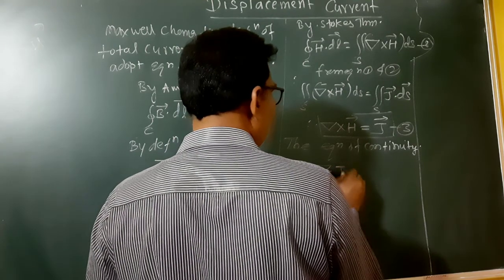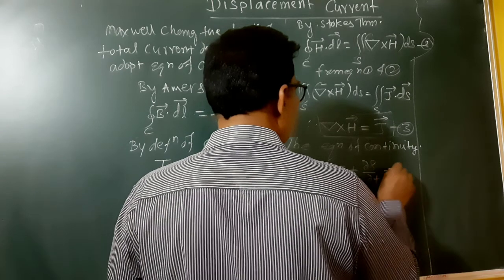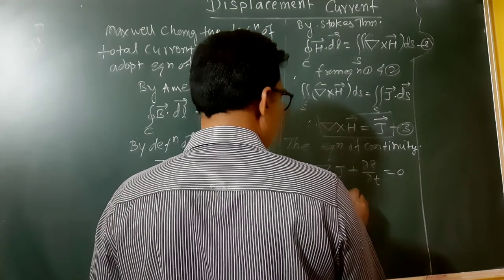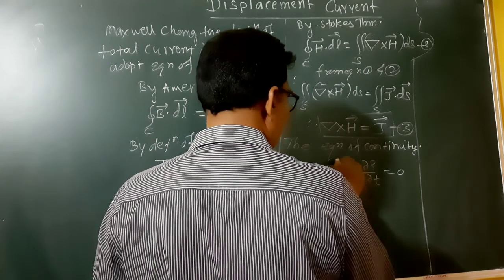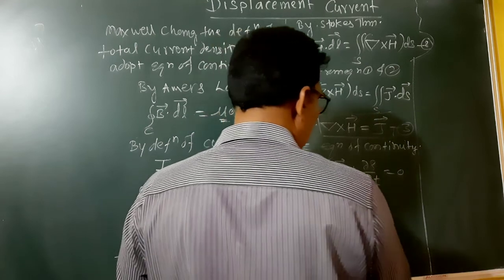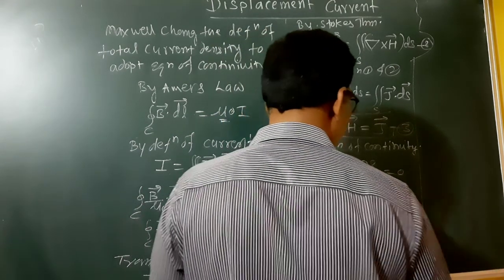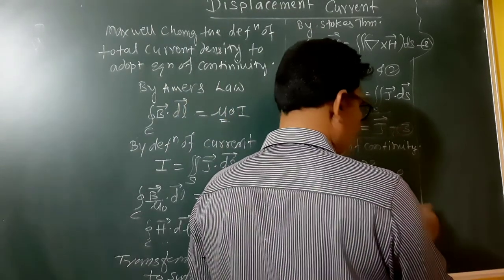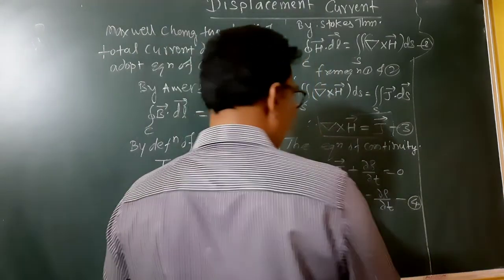Divergence of J bar plus dou rho by dou t is equal to 0. That means divergence of J bar is equal to minus dou rho by dou t. Now this is equation number 4. Now put equation 3 and 4.